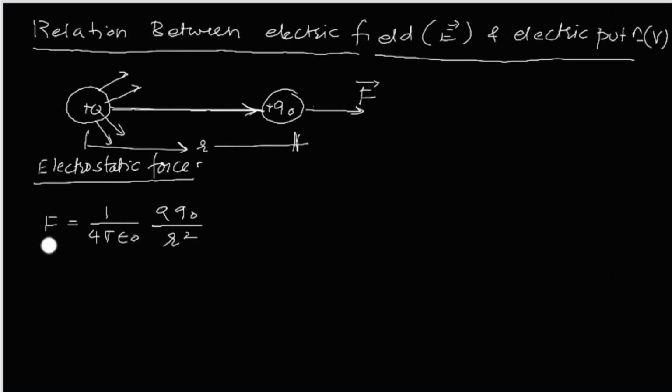In general we can say the electrostatic force of attraction or repulsion is directly proportional to the product of the two charges and inversely proportional to the square of the distance between them. So this is the electrostatic force in magnitude.